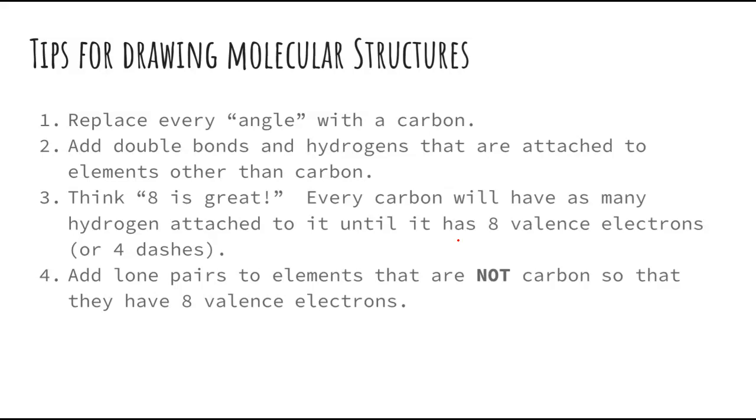So think 8 is great. I wanted to get some sort of fun slogan there. Remember, every carbon will have as many hydrogens attached to it until it has 8 valence electrons or 4 dashes. Carbon does not have lone pairs, okay? And lastly, add the lone pairs to elements that are not carbon so that you have 8 valence electrons. So I added lone pairs on the nitrogen as well as to the oxygen. And remember, you're always wanting to get 8 valence electrons.